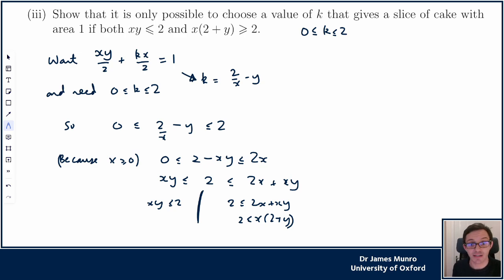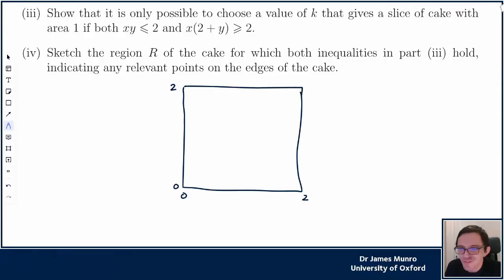Okay, so those are the 2 inequalities that I've got. That lets me choose a point somewhere on the side, so that I can make the area of that slice of cake exactly equal to 1. In part 4, we're asked to sketch the region where both inequalities of part 3 hold.